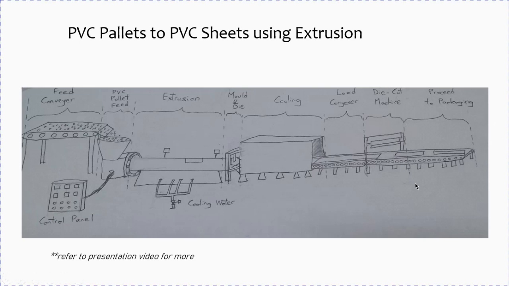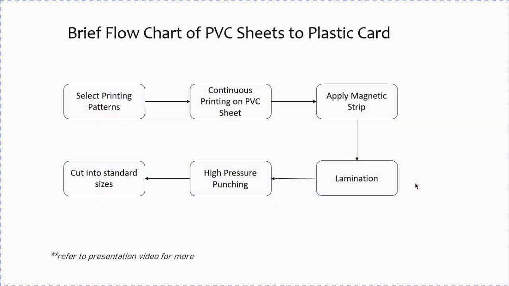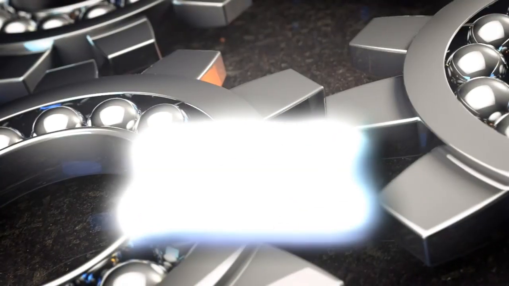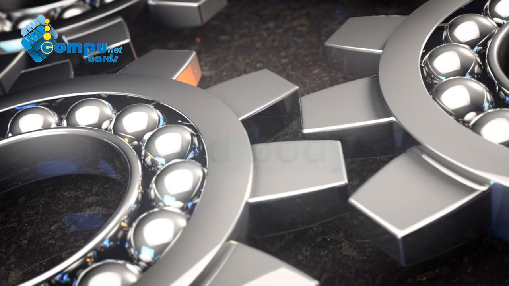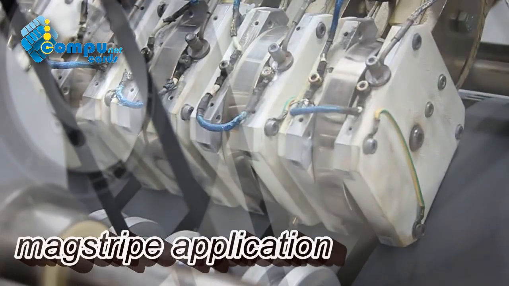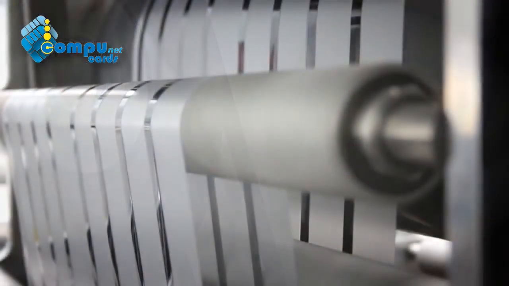The PVC sheet will then be used as raw material of plastic cards. The desired printing patterns are designed using computer, and the PVC sheet will be fed continuously for printing. From now, I would like to show a footage about PVC printing. Right after the printing of the computer patterns, the magnetic stripes will be applied on the PVC sheets as follows.